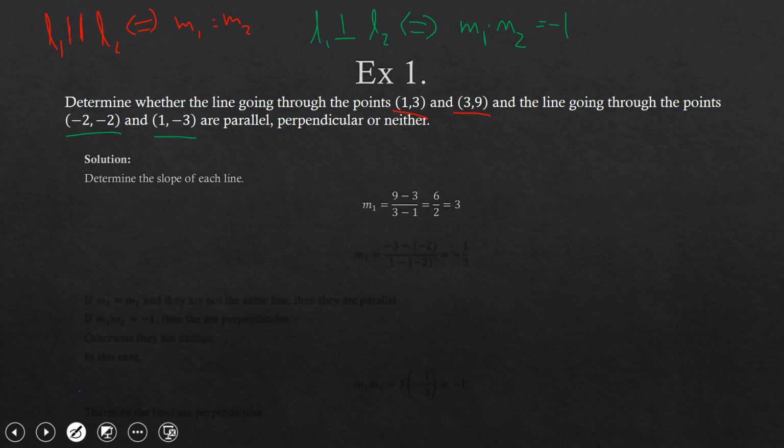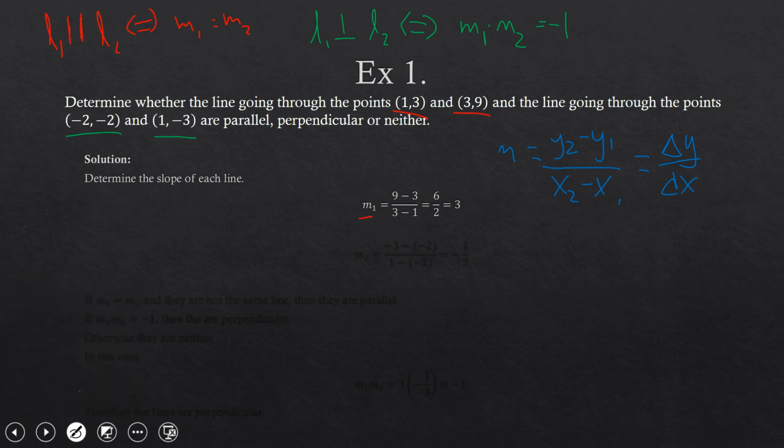So to find the slope, you use the slope equation: M equals y2 minus y1, the change in y, over x2 minus x1. And this order doesn't really matter as long as it's the same. You could also flip which one's x1, y1 and which one's x2, y2. It's really just the change in y over the change in x. That's our slope.